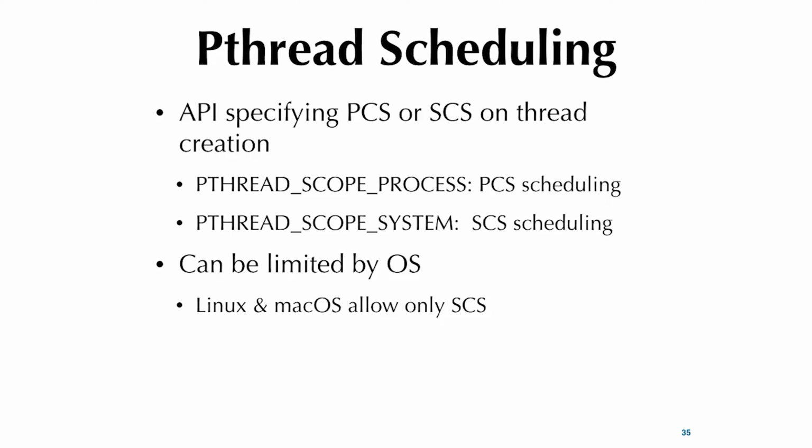So if it's within the process, then the kernel really doesn't have to do much with it, right? But if it's system one, then yes, you are actually competing at the system level, and it would be nice for the kernel to know this option. Now, Linux, on the other hand, and even Mac OS to a large extent, only supports the system level contention scope.